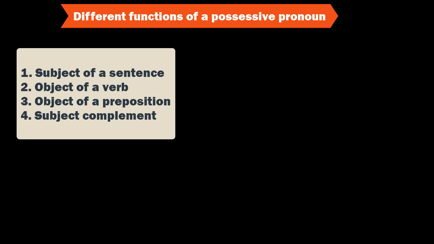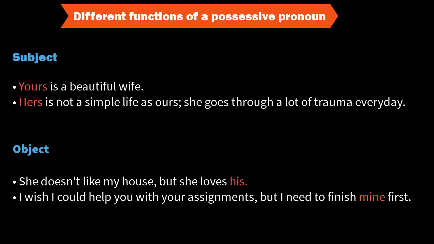It can also be a subject of a sentence, an object of a sentence, an object of a preposition, and it can also be the subject complement. What? Can a possessive pronoun play these roles? Yes, it can. Let me show you how. Look at the first example. Yours is a beautiful wife. What am I talking about? I'm talking about your wife. The wife that you own. Yours working as the subject of the sentence.